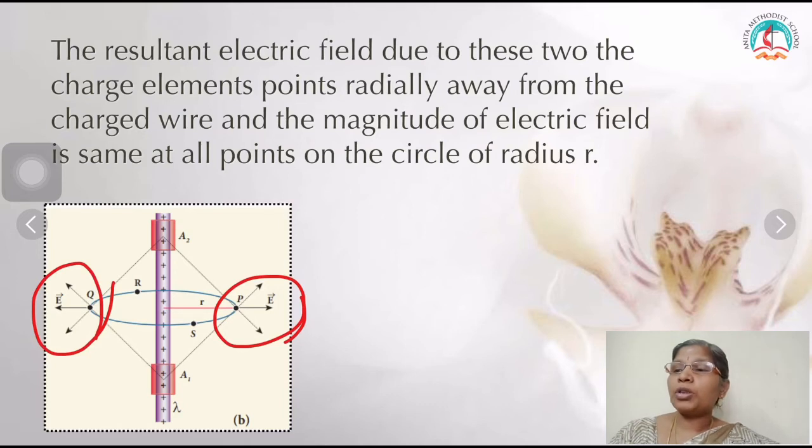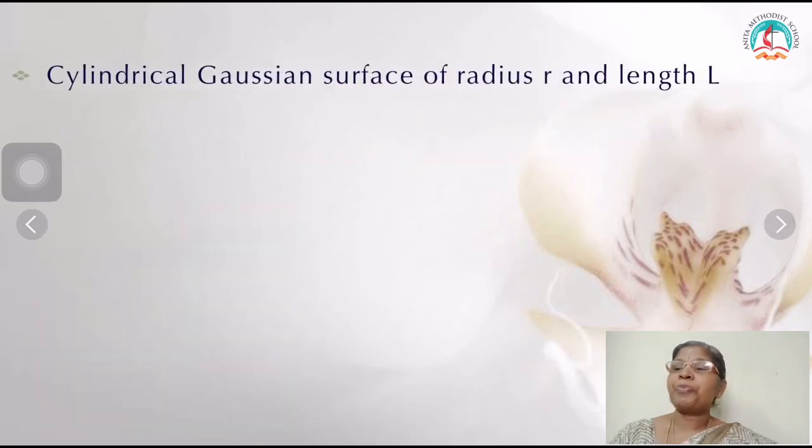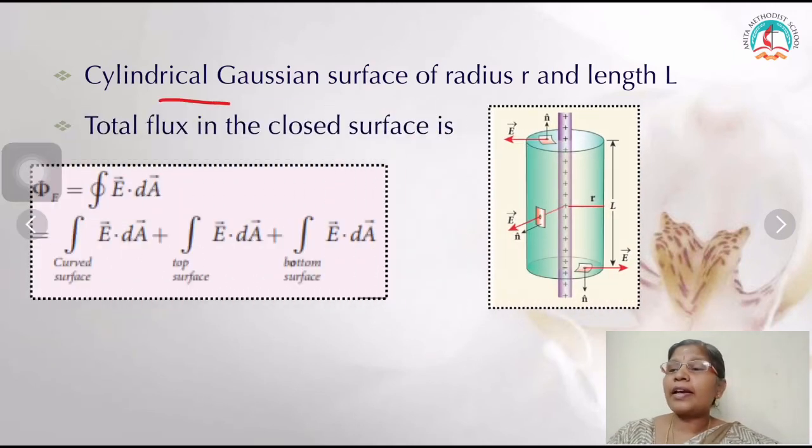Both are radially away from the charged wire, with the same magnitude of electric field. The distance on both sides, the radius, is equal to r only. There is no change on that side. Now, as I told you, you are assuming the cylindrical Gaussian surface. The radius is equal to r, and the length of the cylinder is equal to L.